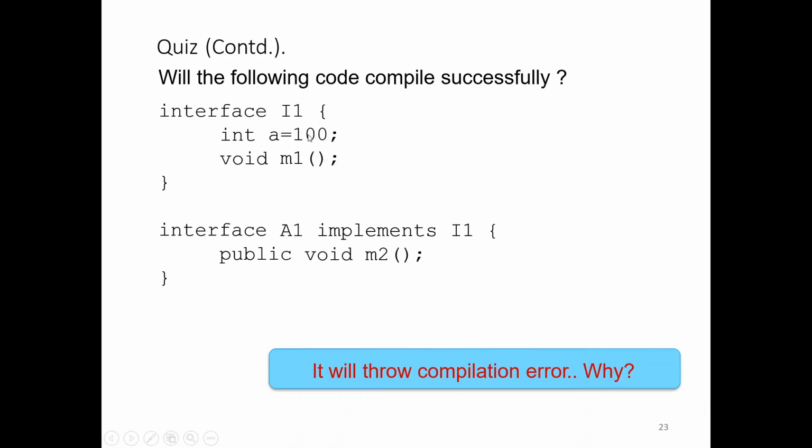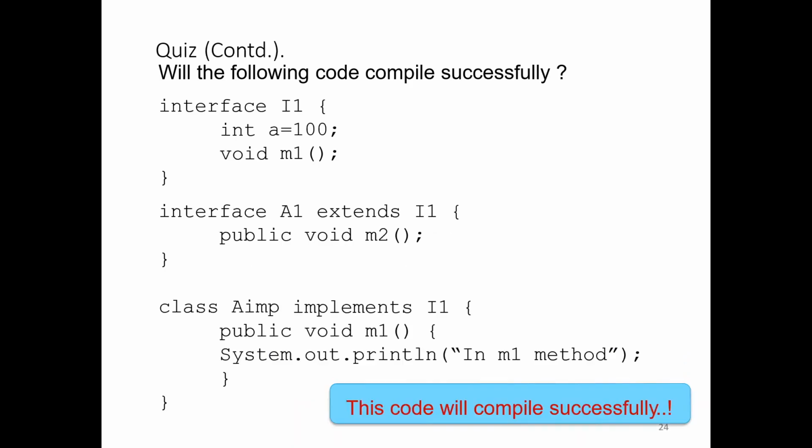we are creating interface I1 with one member variable and one method, and here I'm going to create another interface with the keyword implements, right? So here the implements keyword should not be used, because the implements keyword allows you to implement all the properties of an interface inside a class, right? But in case of interface A1, you should go with the keyword extends. So an interface can extend all the properties of another interface, right? So here we have two interfaces I1 and A1. So here A1 extends I1. So this is allowed because an interface can extend or inherit other interfaces.